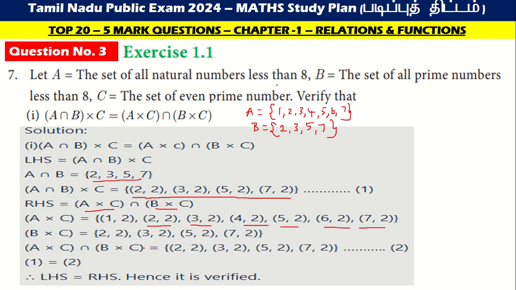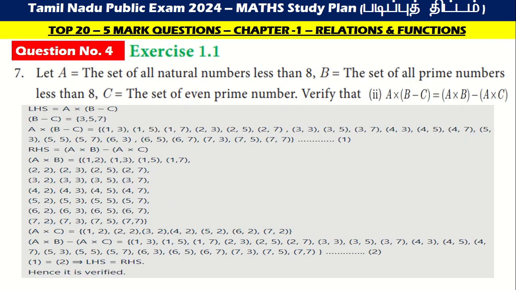So, that is B cross C. So, put together in the same argon automatically. This is the same argon. So, 2, 2, 3, 2, 5, 2 and 7, 2. So, LHS is equal to RHS. I hope in the answer you will know. Let us go to the next one.